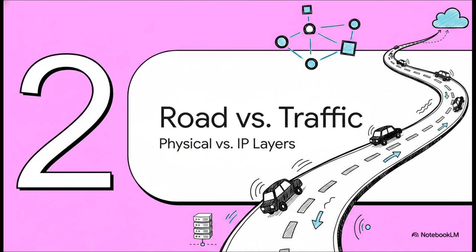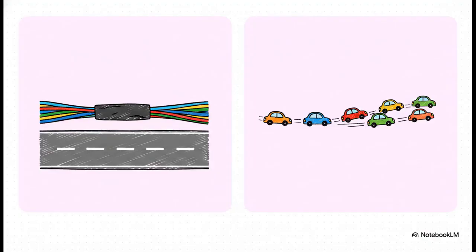This is where we look at the physical versus the IP layers. Think about physical connectivity as the road. That's layer 1. It's the tangible hardware, the continuous physical path built between devices. Then contrast that with IP connectivity, which is the traffic at layer 3. This is the invisible software layer where devices actually understand each other and exchange digital data packets. It's exactly like the distinction between a physically paved highway and the invisible traffic laws that actually govern the cars driving on it.